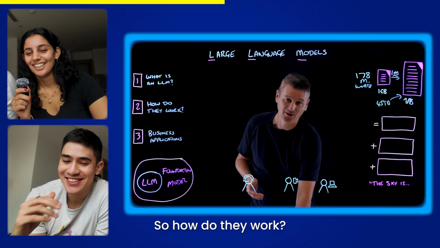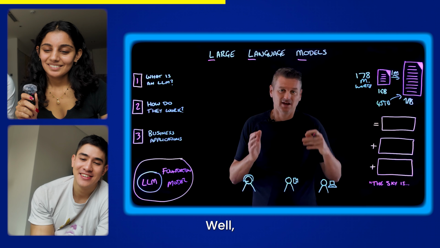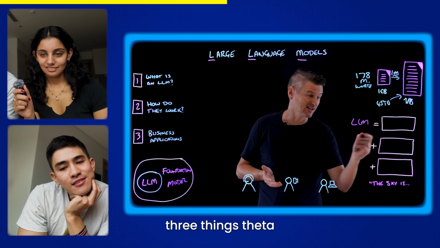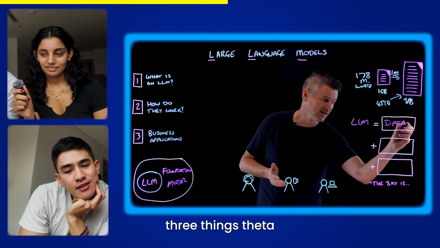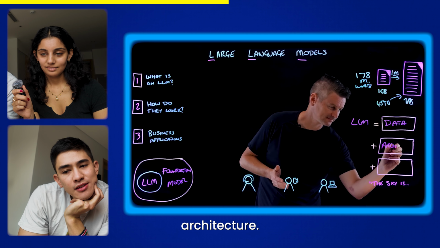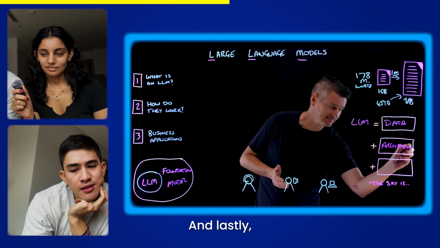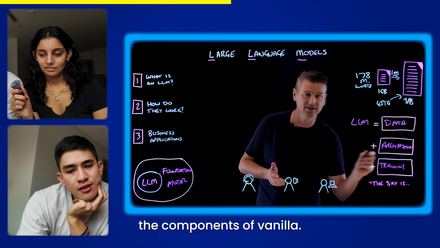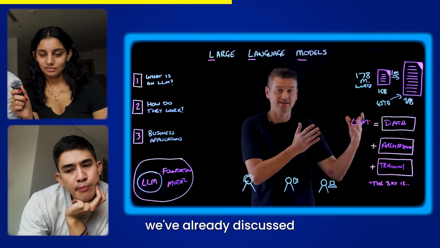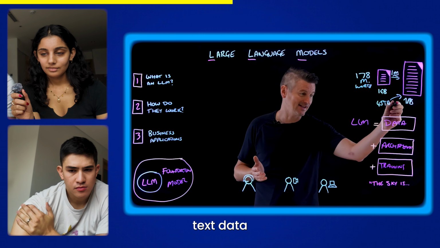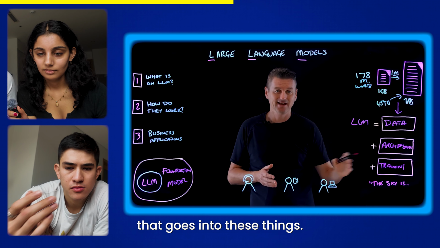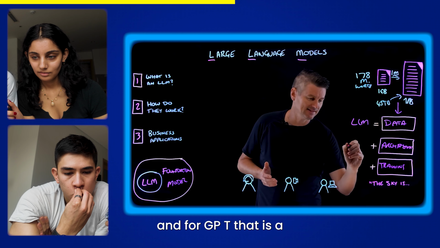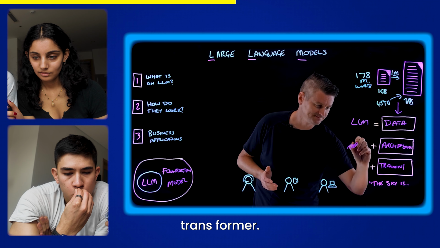All right, so how do they work? Well, we can think of it like this. LLM equals three things: data, architecture, and lastly, we can think of it as training. Those three things are really the components of an LLM. Now, we've already discussed the enormous amounts of text data that goes into these things. As for the architecture, this is a neural network, and for GPT, that is a transformer.